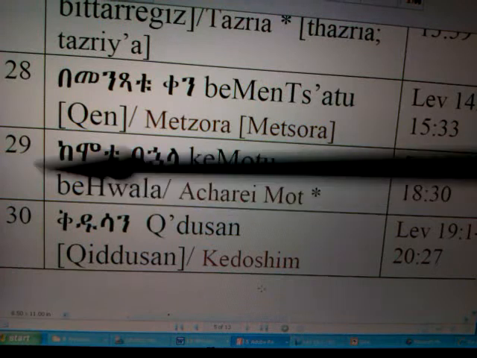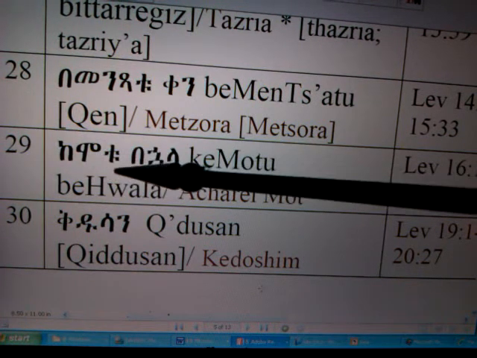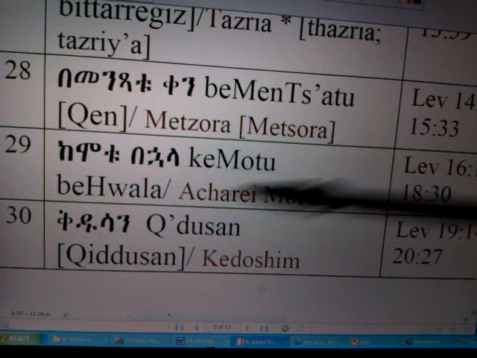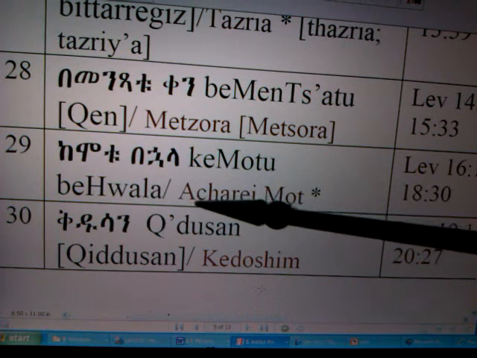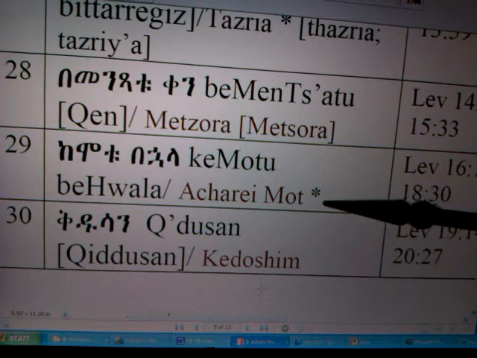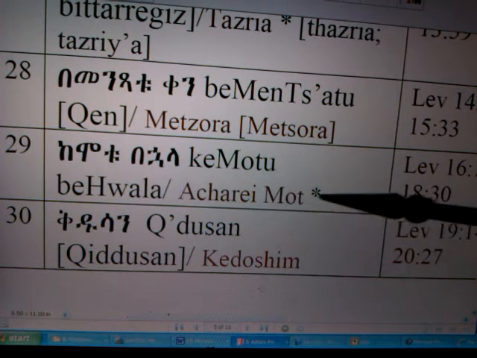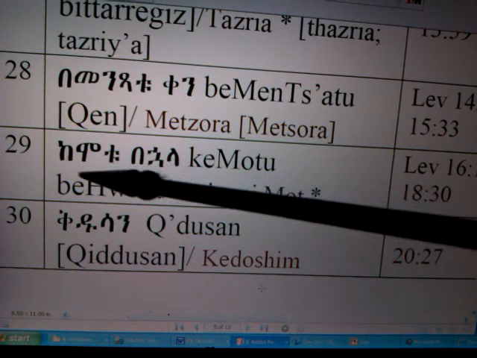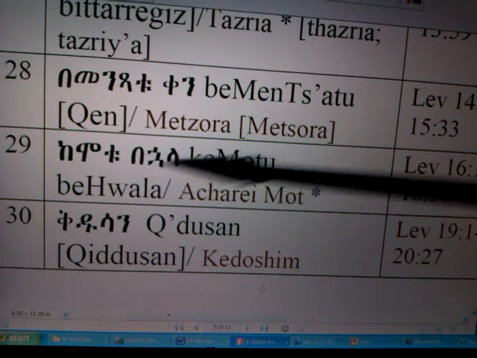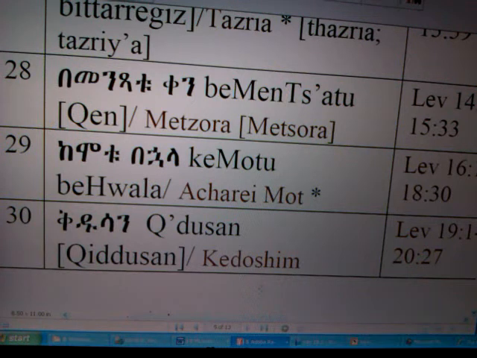Now we're in the 29th portion, according to our Sabbath house readings and feedings. It is Acharei Mot in the Masoretic, which means after death. In this sense it can mean after his death, or after, in a sense, they died, speaking about Nadab and Abihu, the rebellious sons of Aaron.